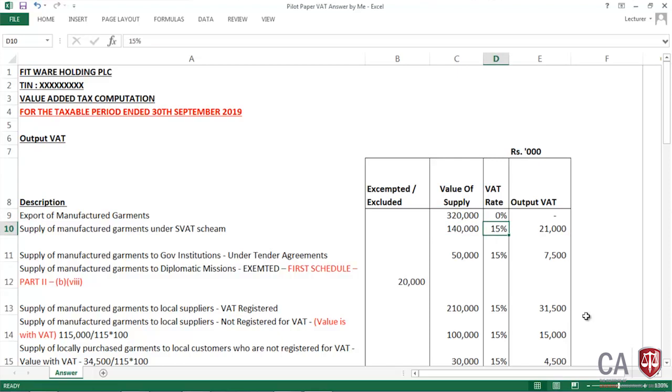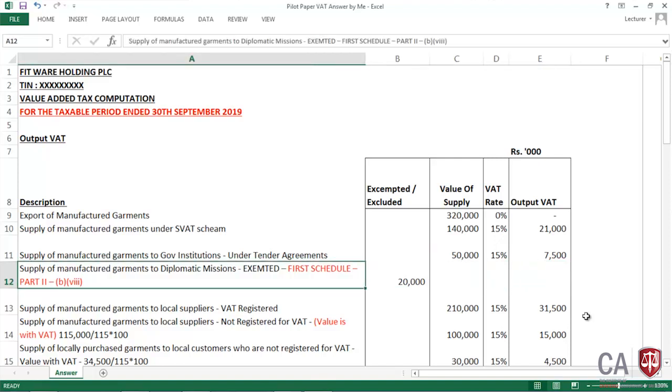Then supply of manufactured garments to garment institutions under a tender agreement is liable. Then 50 million into 15% is 7,500. And as I explained in the question, the supply of manufactured garments to diplomatic missions is exempted. It is very clearly given in the First Schedule, para 2, item B, Roman 8.